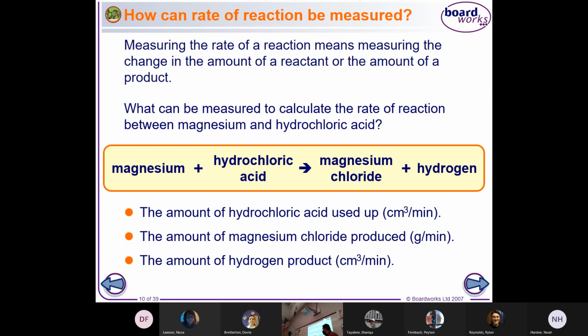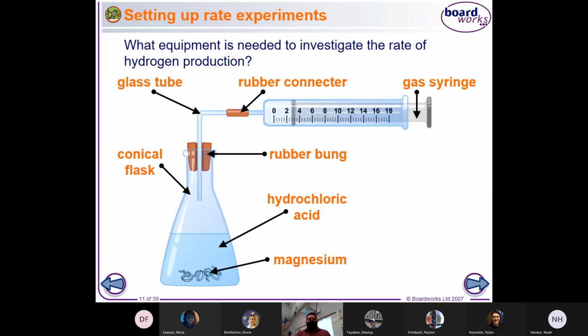I can measure the amount of hydrochloric acid I'm using and how much I end with, and I can calculate a rate. I can measure the amount of product I'm making, magnesium chloride, and I can calculate the rate. I can measure the amount of hydrogen I make, and again, calculate the rate. These are things we're going to do on Wednesday when we do our lab.